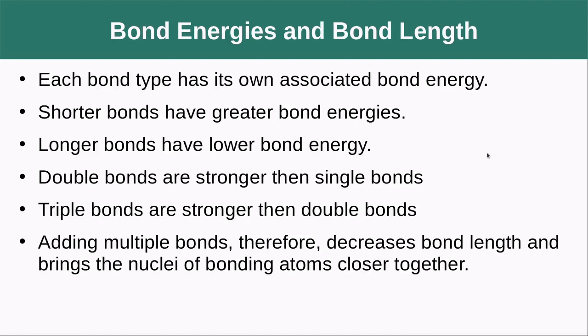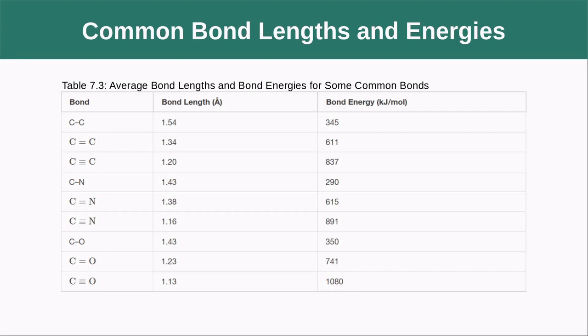So each bond type has its own associated bond energy. Shorter bonds have greater bond energies. Longer bonds have lower bond energies. Double bonds are stronger than single bonds. Triple bonds are stronger than double bonds. Adding multiple bonds therefore decreases the bond length and brings the nuclei of the bonding atoms closer together. Here we have a table of some common bond energies and bond lengths, and we can see that the shorter bond lengths lead to higher energies, whereas longer bond lengths have lower energies.